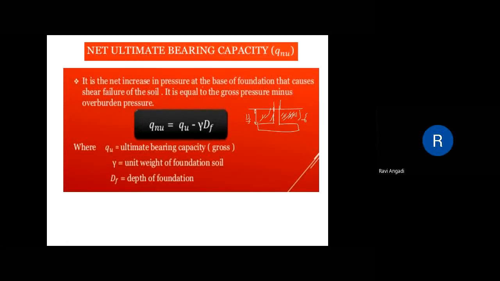It is a net increase in pressure at the base of the foundation that causes the shear failure of the soil. It is equal to the gross pressure minus the overburden pressure. This is the formula you have to remember. Net ultimate pressure. So where QU is the ultimate bearing capacity, gamma is the gross unit weight of the foundation soil, then the Df is the depth of foundation.